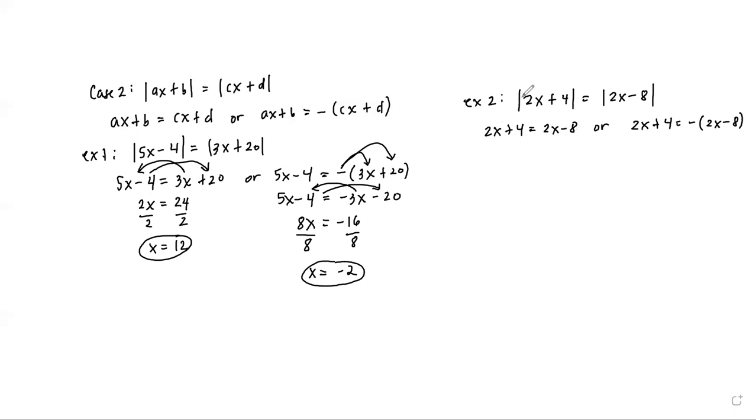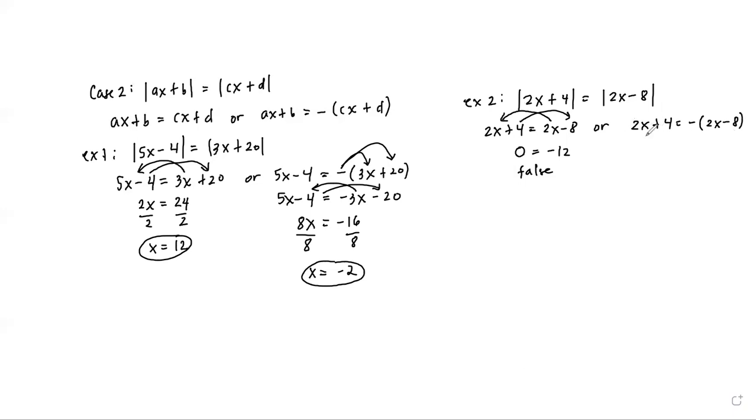So for the first equation, transposing 2x from the right side to the left side will give us 0 because that will be 2x minus 2x. And then the 4 will be transposed to the right side, so we get negative 8 minus 4, which is negative 12. So observe that the variable x is eliminated here, and thus the resulting equation is 0 equals negative 12, which is always false. So this equation doesn't have a solution.